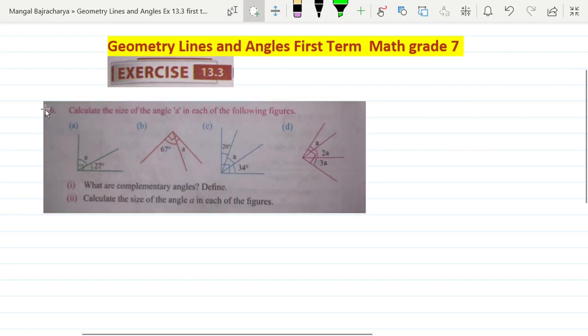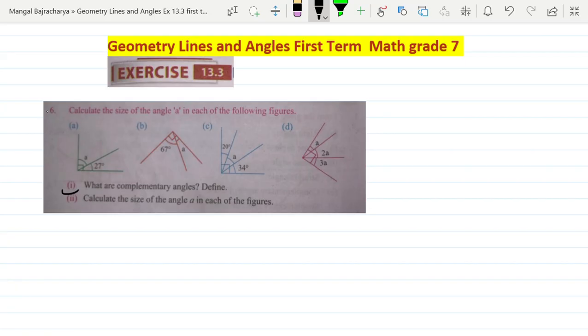Here we are asked to calculate the size of angle A in each of the following figures. You see everywhere the total angle is 90 degrees, meaning they're complementary angles. The first question is: what do you understand by complementary angles? We can define it: complementary angles are those whose sum is 90 degrees. It may be a pair of angles, it may be 3 angles, it may be 4 angles, any number of parts. If their sum is 90 degrees, we call those angles complementary angles.